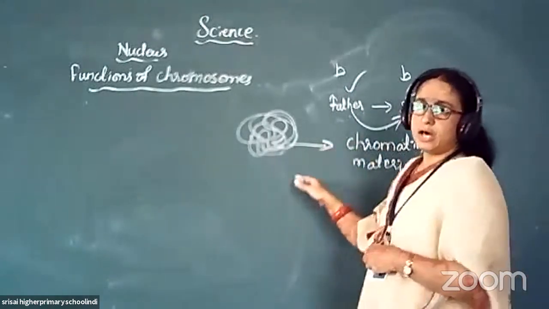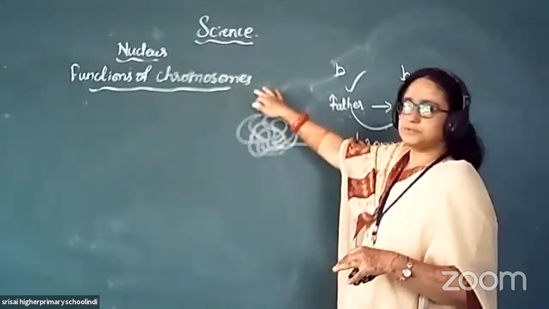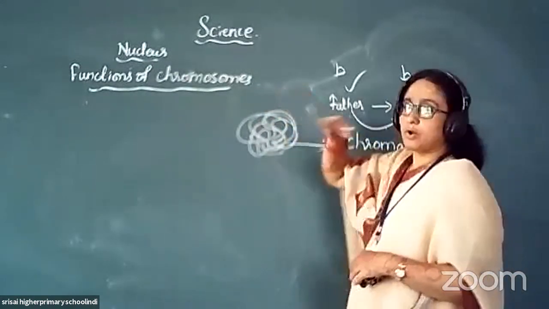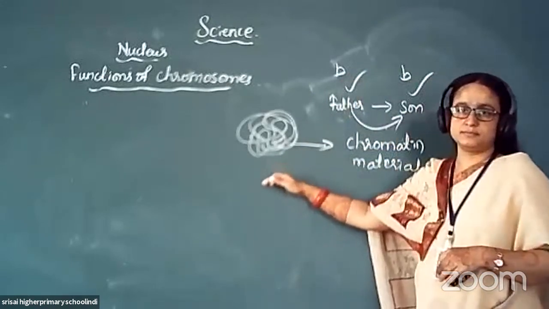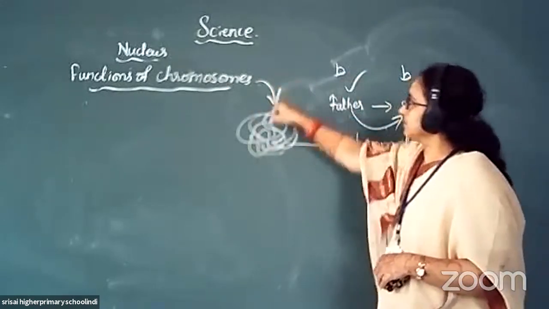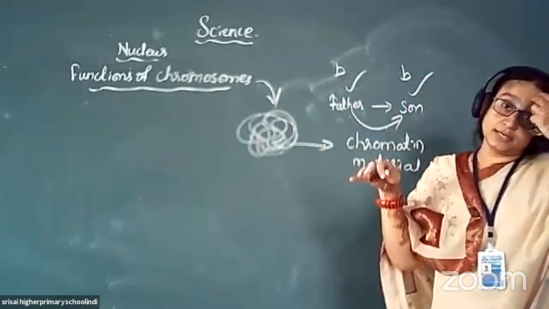But if the organism is not undergoing cell division, then how will these chromosomes be present? Instead of the rod-shaped structures, thread-like structures will be present. Chromosomes will be like this. They will be in the shape of an entangled thread-like structure.